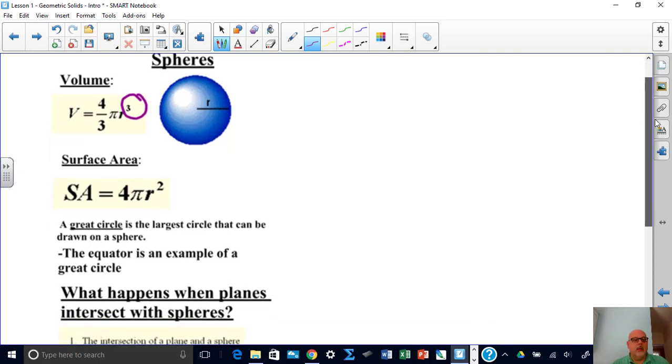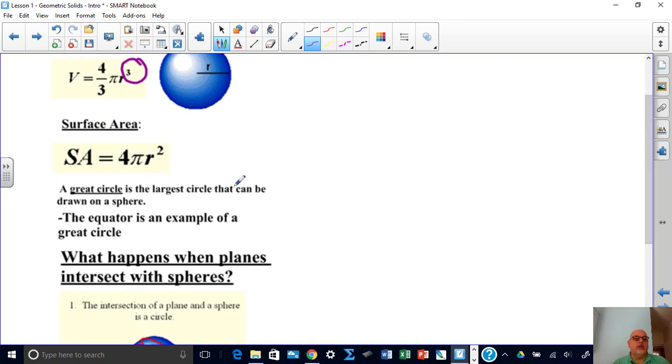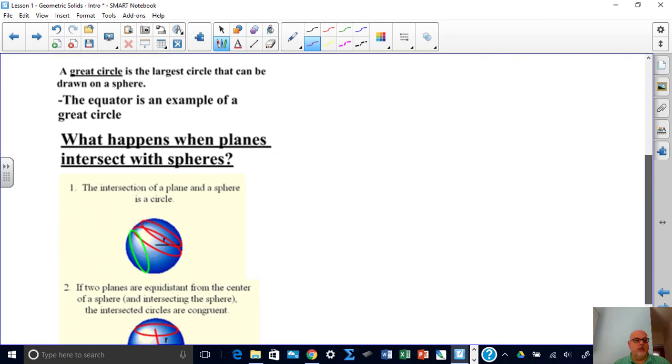Okay? The great circle, a great circle, is the largest circle that can be drawn on a sphere. On the Earth, the great circle is the equator. That is the widest part. Okay? It's the biggest circumference circle you can draw.